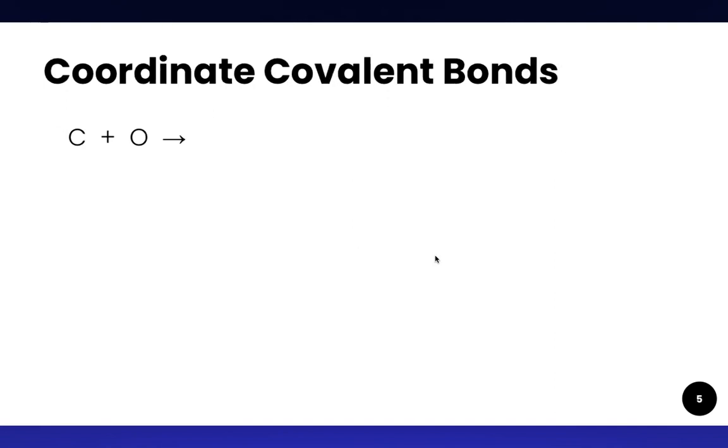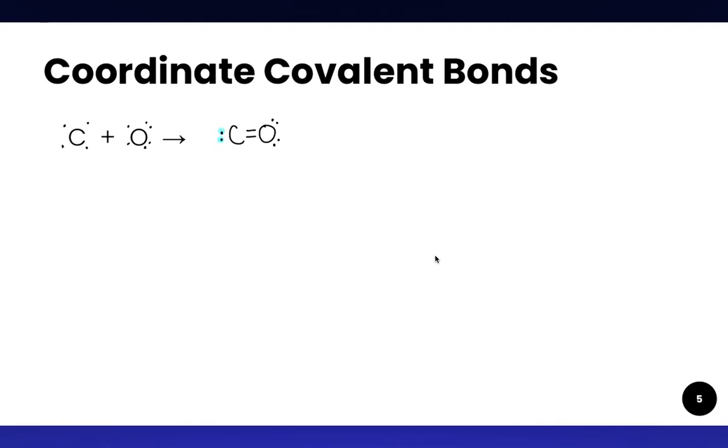The last type of covalent bond that we should talk about is a coordinate covalent bond. Carbon has 4 valence electrons and oxygen has 6, as you know. This is going to form carbon monoxide. So in this case, you can see that carbon only has 6.